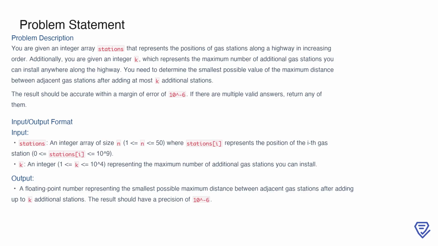The result must be accurate to within a margin of 10⁻⁶, and if there are multiple valid answers, we can return any one of them. For the input, the array stations has a size between 1 and 50, and each position is a non-negative integer bounded by 10 to the power of 9. The value of k can go up to 10,000. The output will be a floating point number representing the minimized maximum distance, computed to 6 decimal places of precision.